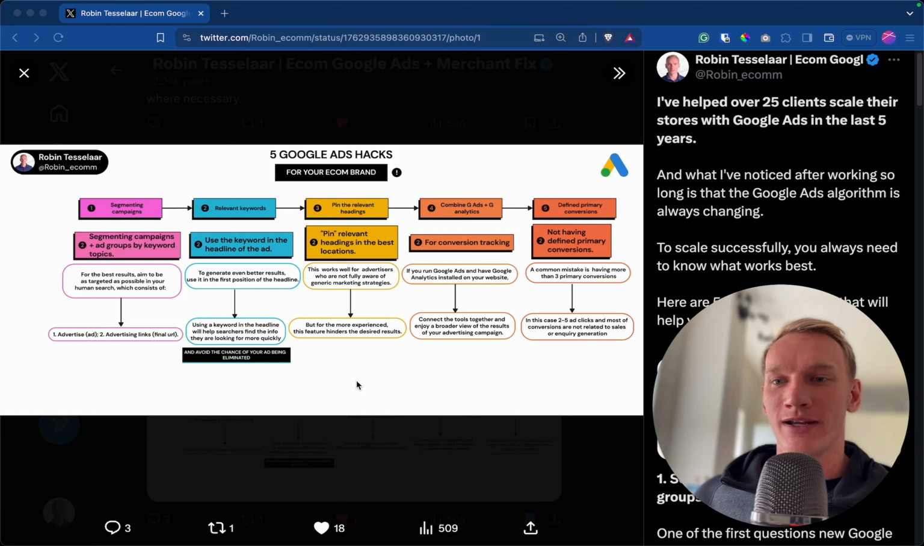And the last one is primary conversions. So in the beginning, if you don't know 100% what you're doing and you create a campaign, Google is most likely to set all conversions as a goal. So they implement page view, add to cart, initiate checkout, purchase, literally everything they can to make you believe that you have a conversion, right?